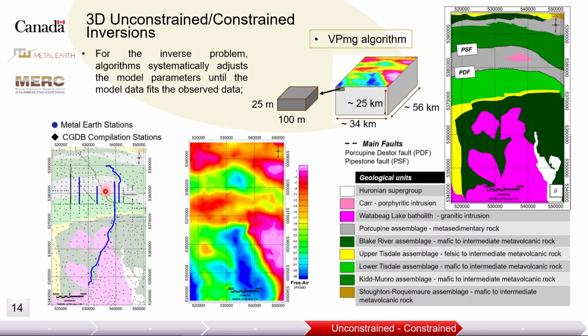So here on the left we have all of the stations. Now we combine, in blue, the Metal Earth stations and, in black, the Canadian gravity database compilation. Right beside it you have the free air gravity anomaly map, and here a simplified geological map with its units. And also some parameters for the inversion, so the 25 kilometers depth, and other important parameters like the size and the mesh size.